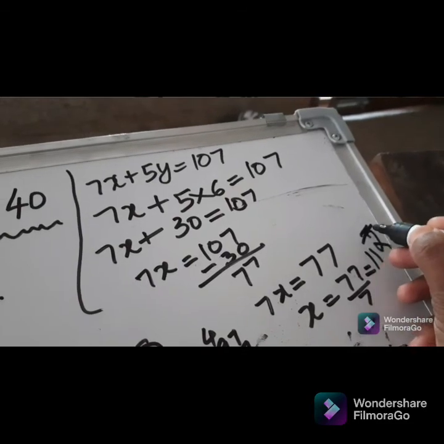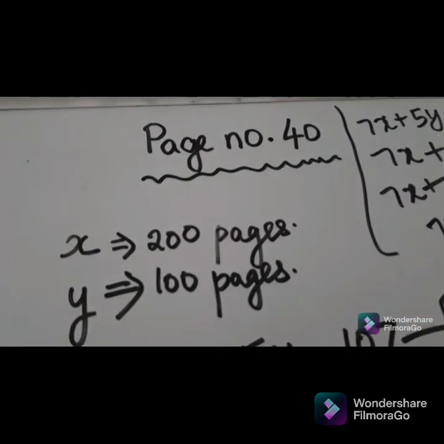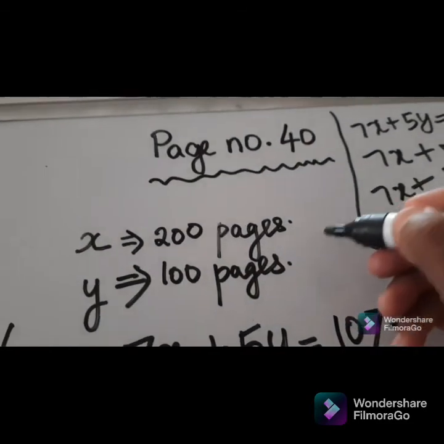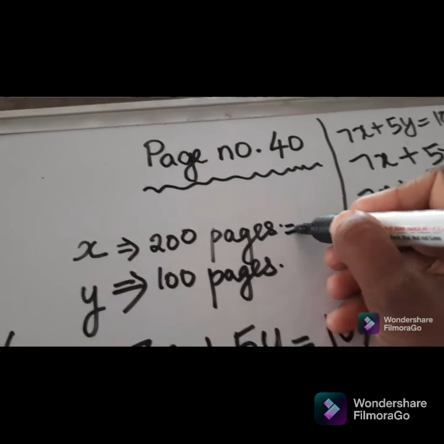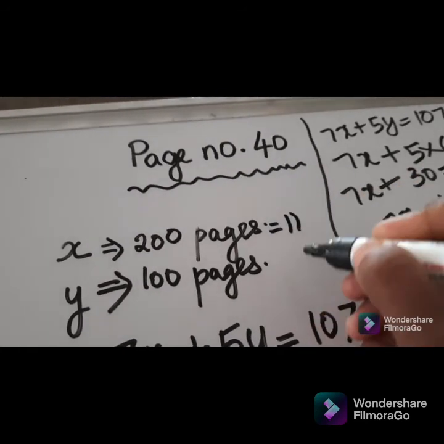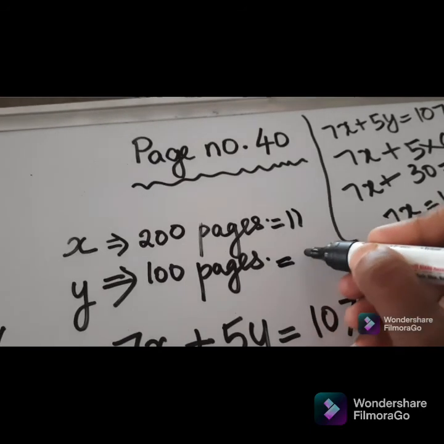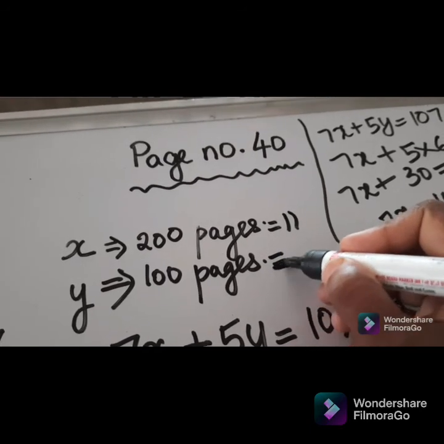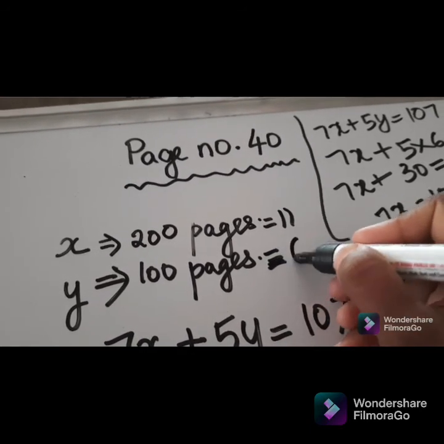So the rate of the 200 pages notebook is 11 rupees, and Y, the value of the 100 pages notebook, is 6 rupees.